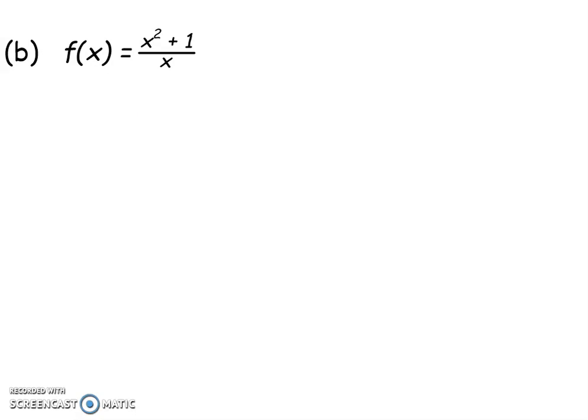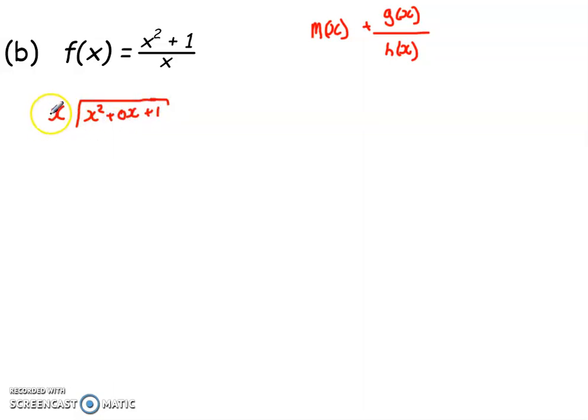Second example was this one, so f of x equals (x squared plus 1) over x. Again, think about putting it in the format we want it, our m of x plus g of x over h of x. If we look at this, the highest power on top is bigger than that on the bottom, so again, this is where our good friend algebraic long division comes into play. So my x is going to divide into x squared, again, no x value, so I'm just going to put a plus 0x, then a plus 1. And then we go as we normally would.